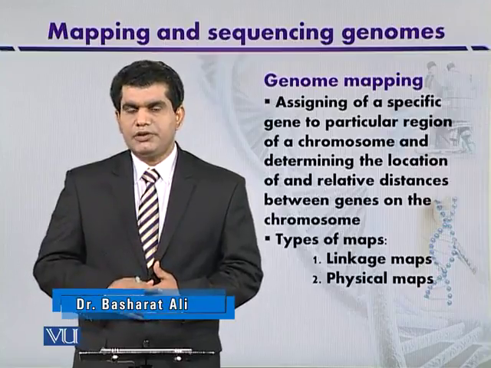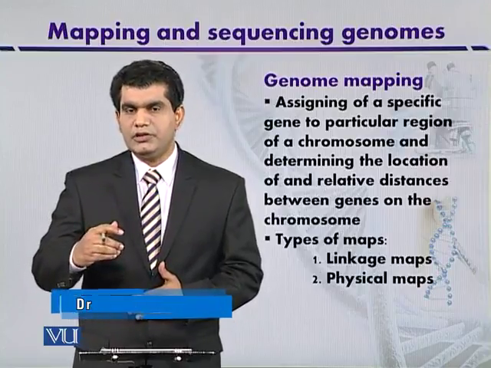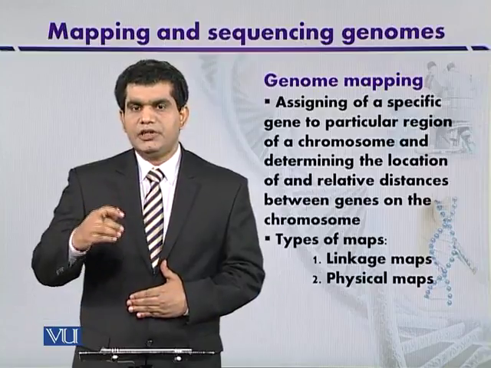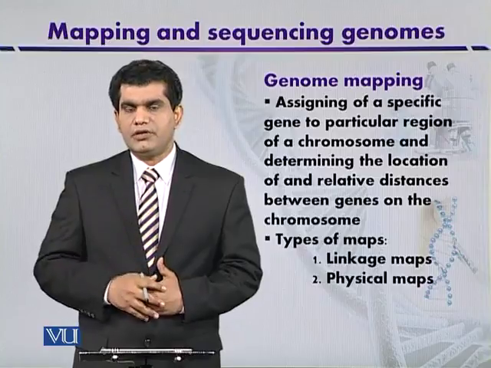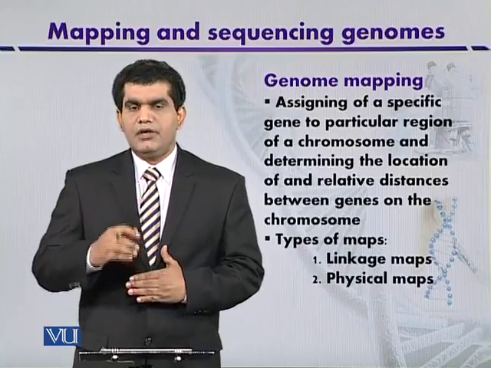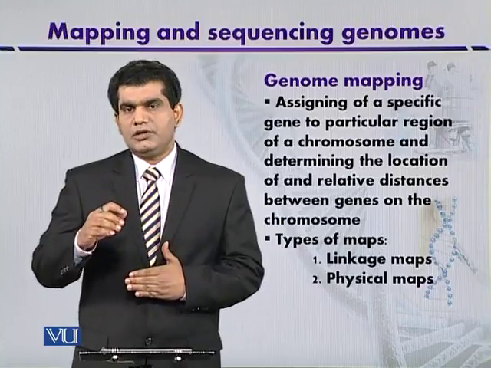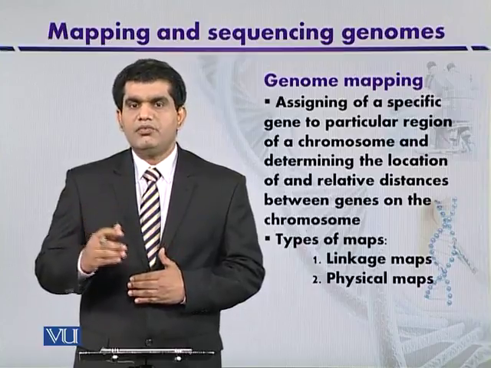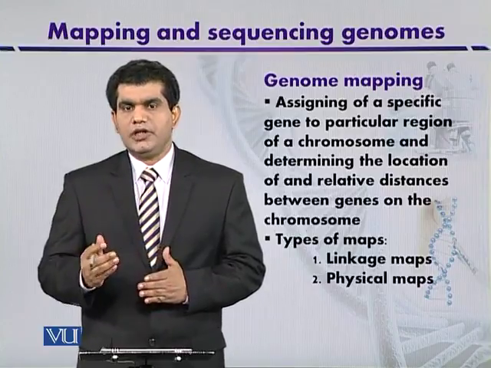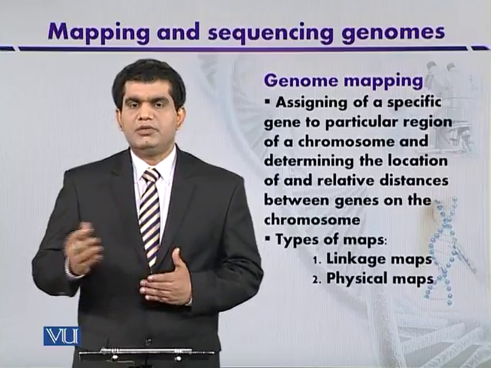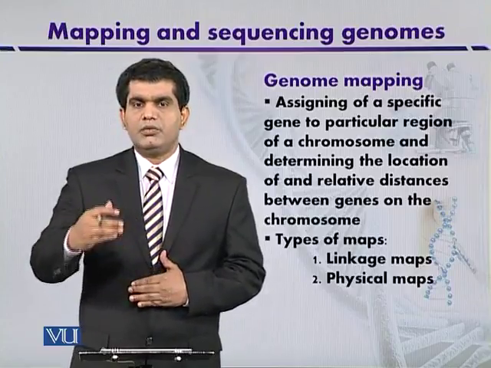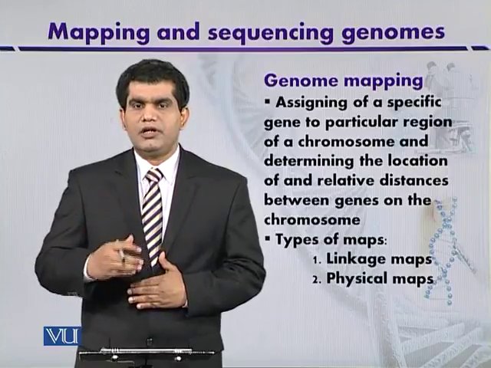Genome mapping is the process by which a specific gene is designated or assigned to a particular region of the chromosome. And then after assigning a particular location, we can also point out what the relative distances are between different genes that are located in the genome or on a chromosome.